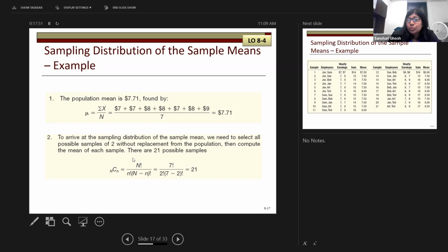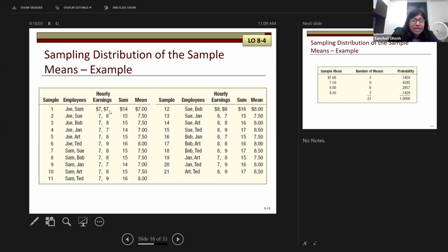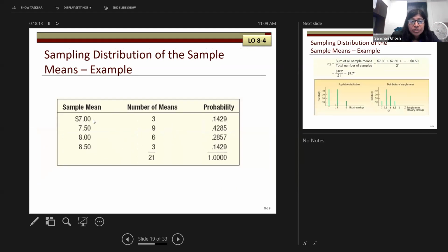So if we use the combination rule, it's 7C2. We are picking 2 out of 7. So with 7C2, we have 21 possible samples. So these are the hourly earnings of 21 possible combinations of employees. And we compute these sample means.